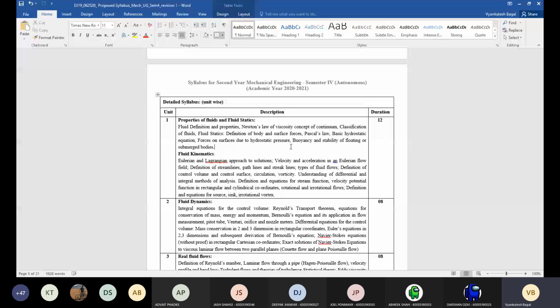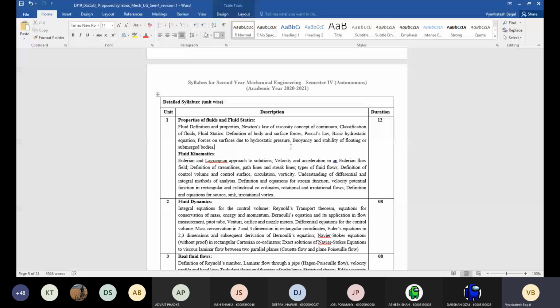So Pascal's law is basically related to a static fluid: the pressure, or intensity of pressure, is the same in all directions. This is what Pascal's law talks about. Here we will prove this law in our course. Fine. Then the next is the basic hydrostatic equations, which we'll derive.